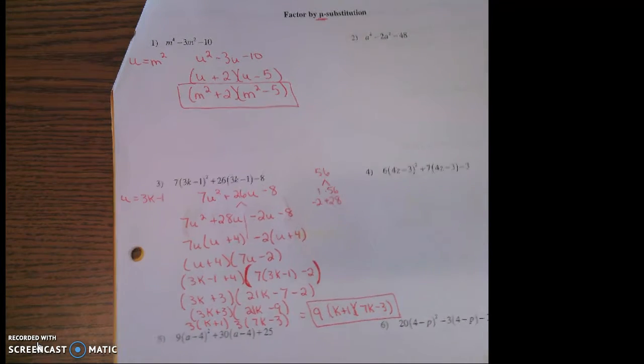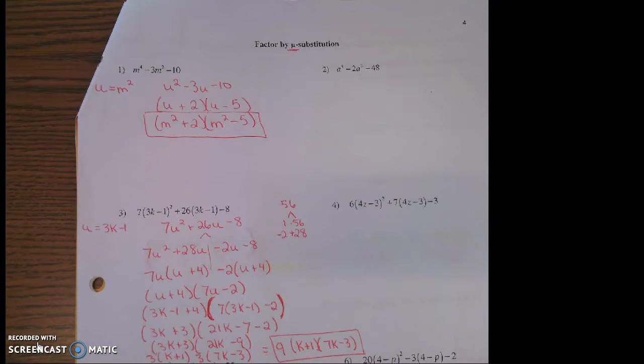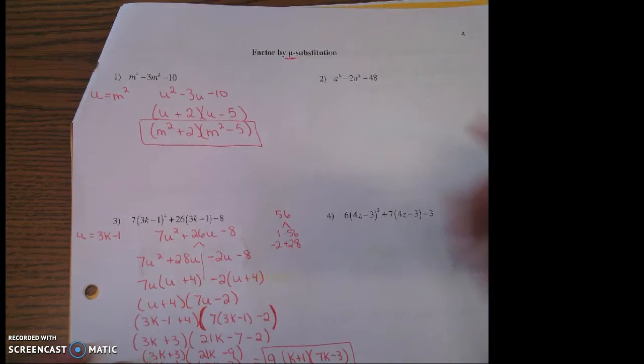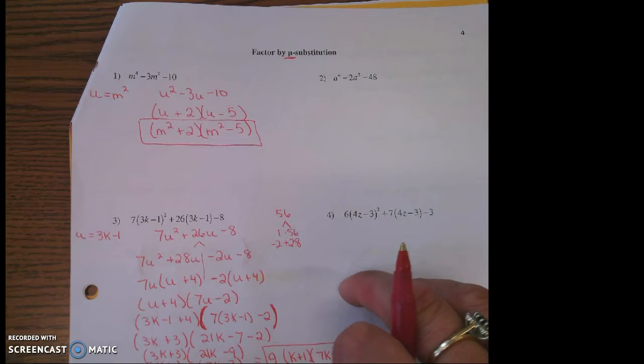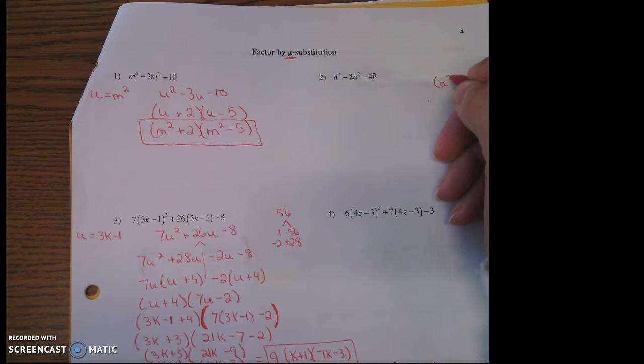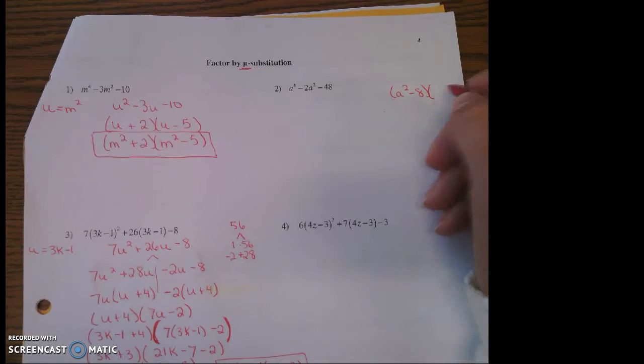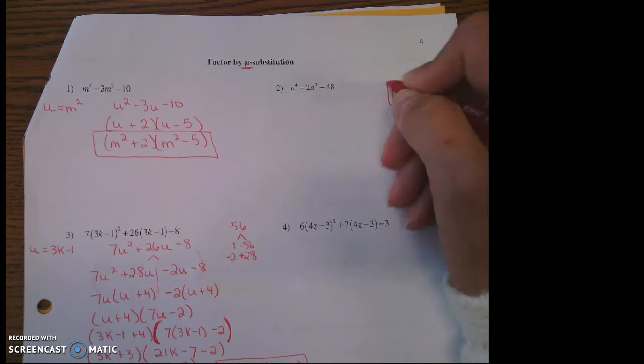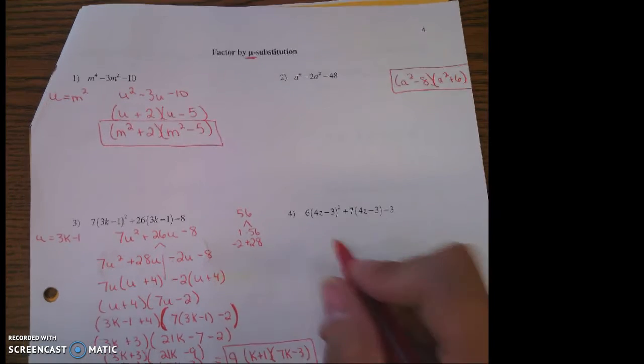So there's more problems you can practice on here. I am not going to do any more, but I will give you the answers because the answers to this page are not anywhere in this packet. So I'm just going to write them over the side. So this one turns out to be a squared minus 8 when you're all done, and an a squared plus 6. So you can practice it here if you want.